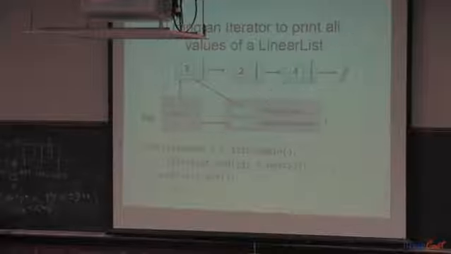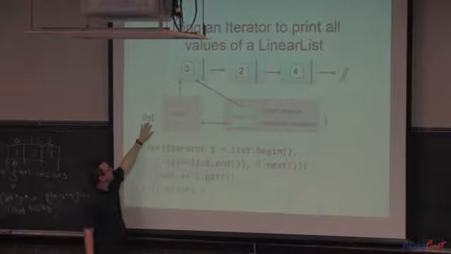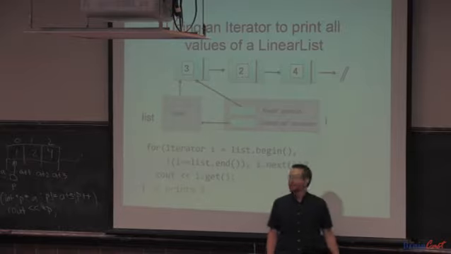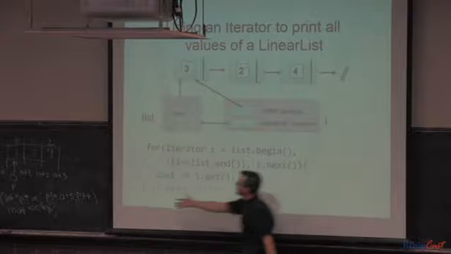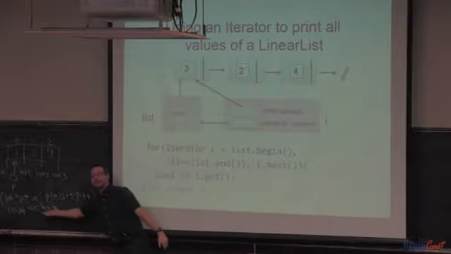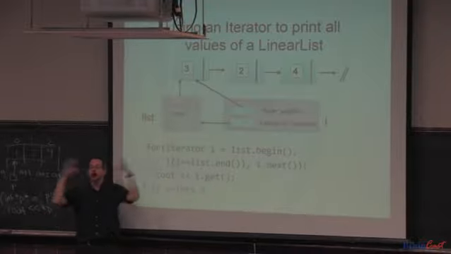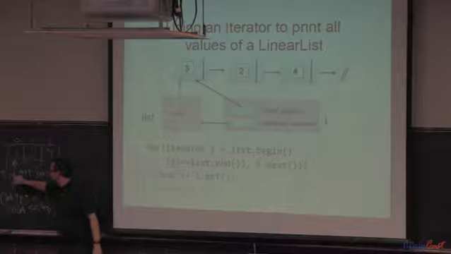Now, if you want to traverse the list, pretend this is the name of a linear list, and this is an iterator object called I. First of all, I can create a for loop just like I did here. Look at the similarities between what we did here and what we're doing here. The only difference is there's an object wrapped around the pointer. There's some object I that's holding this pointer and keeping track of it.